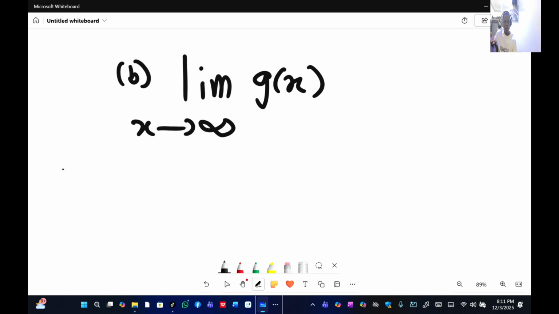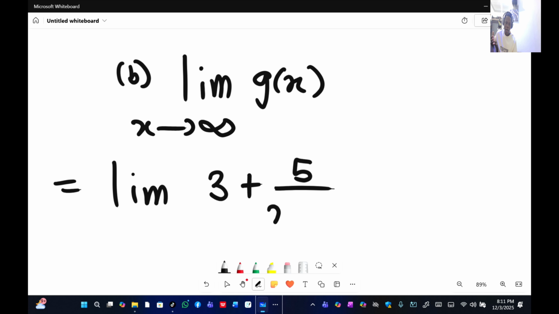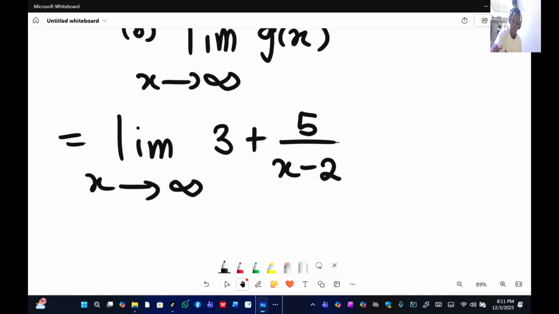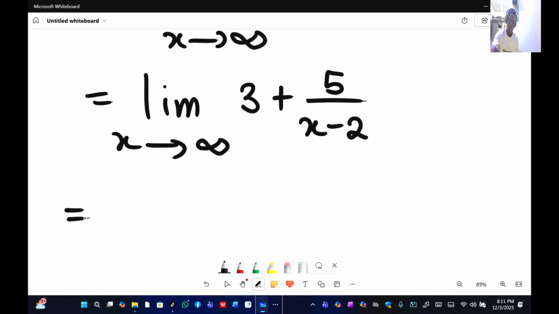So let us look at how best we can get the answer. So we just replace the g of x with its component. So this becomes the limit of 3 plus 5 divided by x minus 2, because g of x is the same as 3 plus 5 divided by x minus 2, as the input x approaches infinity. So this is what we are supposed to evaluate. So now we can plug in the value of infinity. We are just going to plug in the value of x, which is infinity.